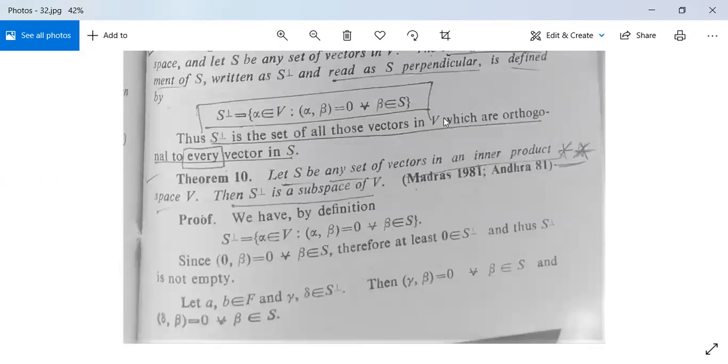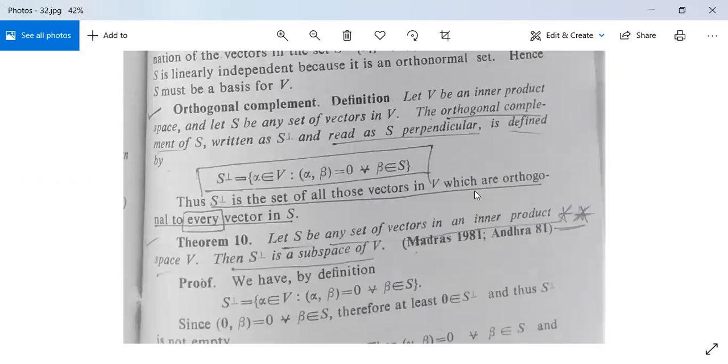Next इसके बाद आता है तुम्हारा orthogonal complement क्या होता है, ये देखो. Let V be an inner product space and let S be any set of vectors in V. The orthogonal complement of S, written as S complement and read as S perpendicular, is defined by S perpendicular is equal to alpha in V, such that inner product alpha beta is equal to 0 for all beta in S. तो ये हो गया orthogonal complement का definition. V के सारे vector alpha लेंगे जिनका beta का inner product 0 हो जाता है. Thus S perpendicular is the set of all those vectors in V which are orthogonal to every vector in S.